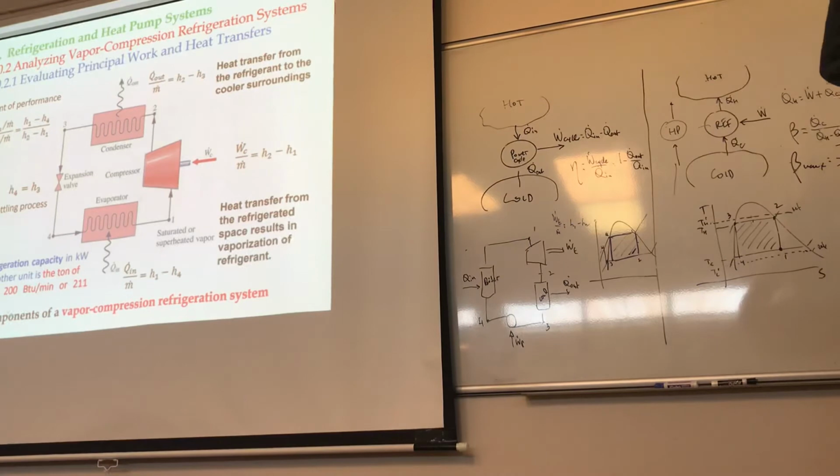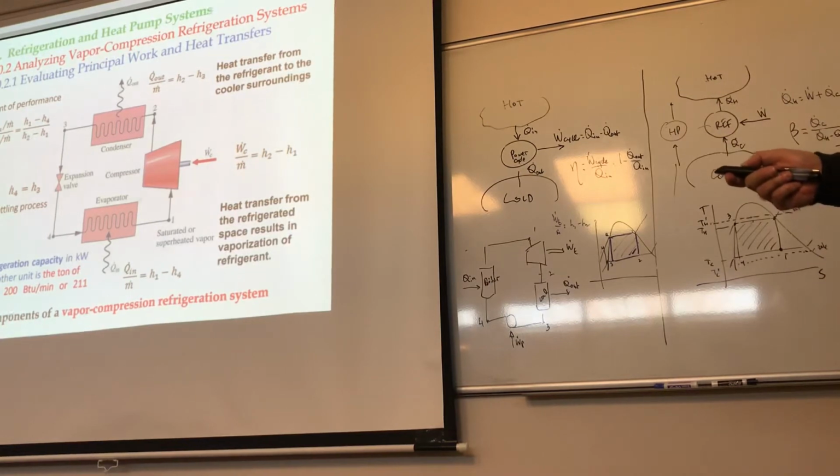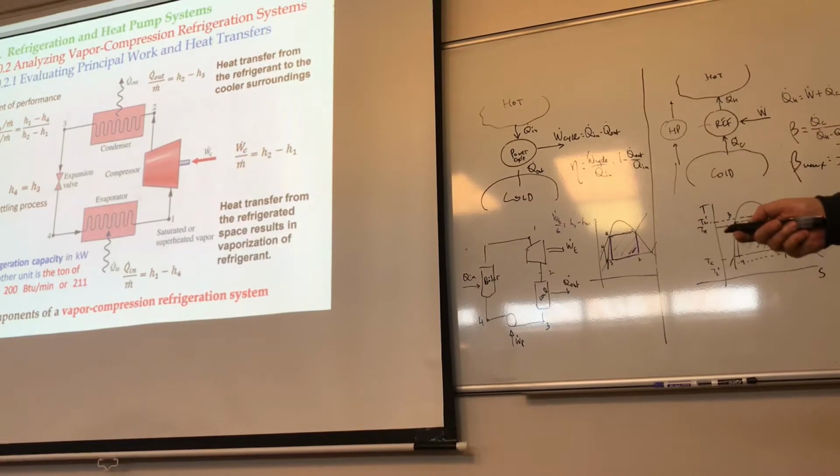Not efficiency, coefficient of performance, I should correct myself. Remember what the goal for this one is going to be: Q in, right? And then the amount of work is WC. So Q in divided by WC, and therefore it's going to be H1 minus H4 divided by H2 minus H1.